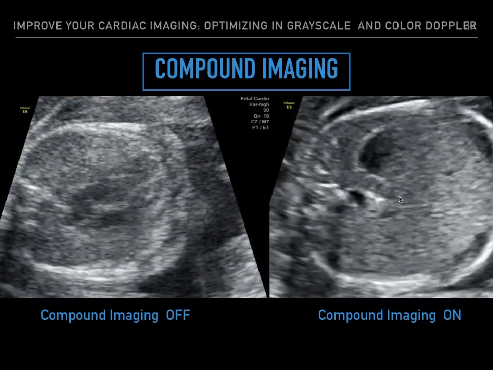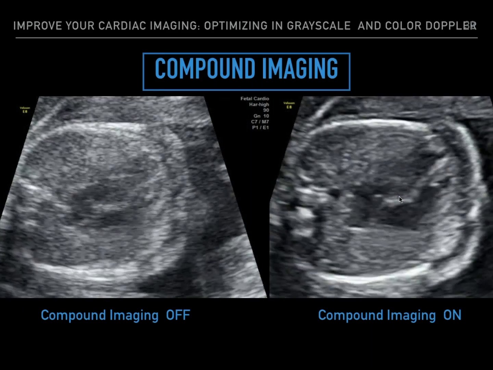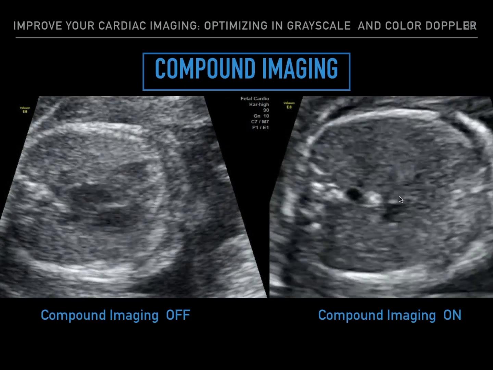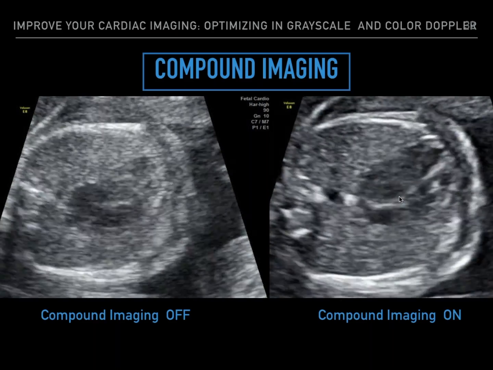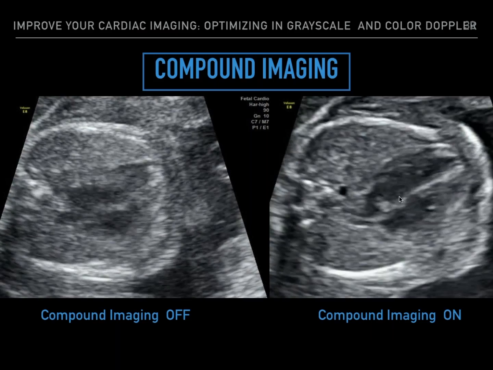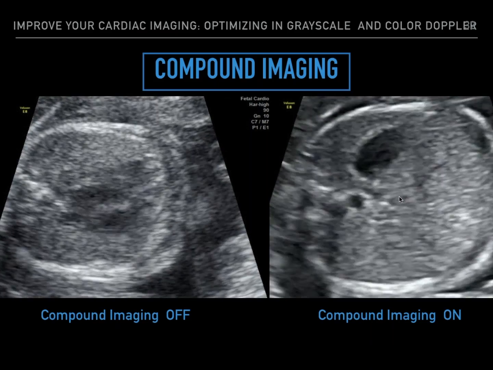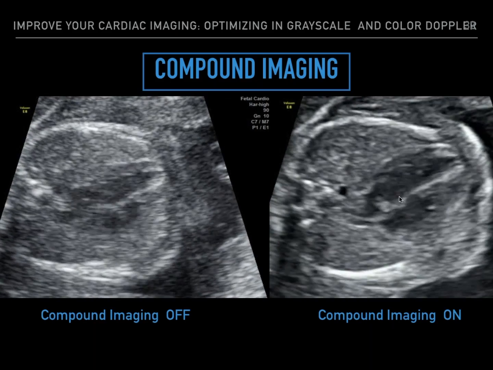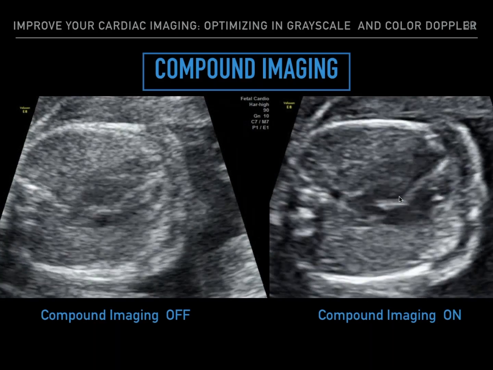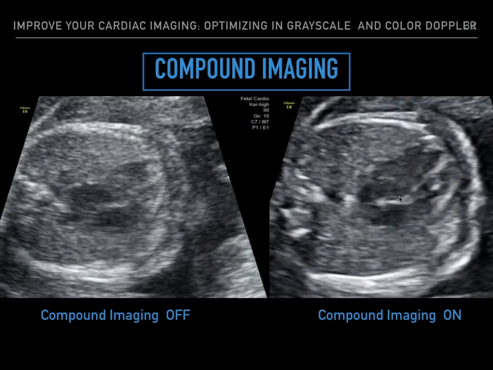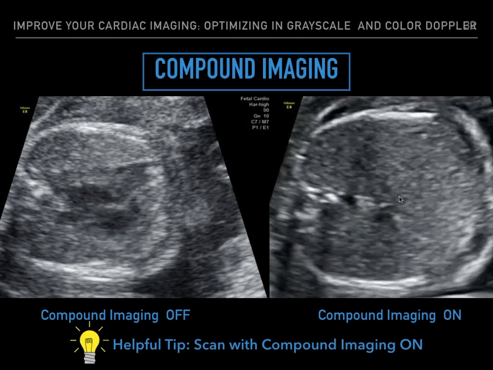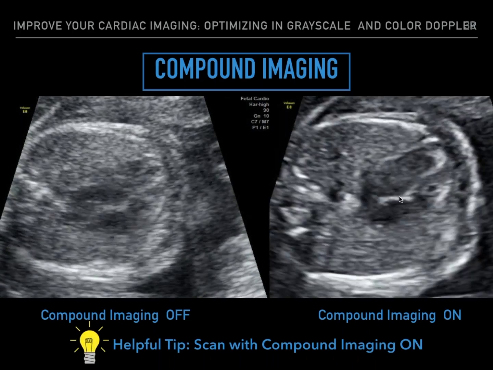So here's just an example of compound imaging off and compound imaging on. With compound imaging off, you can't really recognize the interventricular septum, but with compound imaging on, here we could see the interventricular septum clearly in comparison to compound imaging off. So helpful tip, you want to scan with compound imaging on.